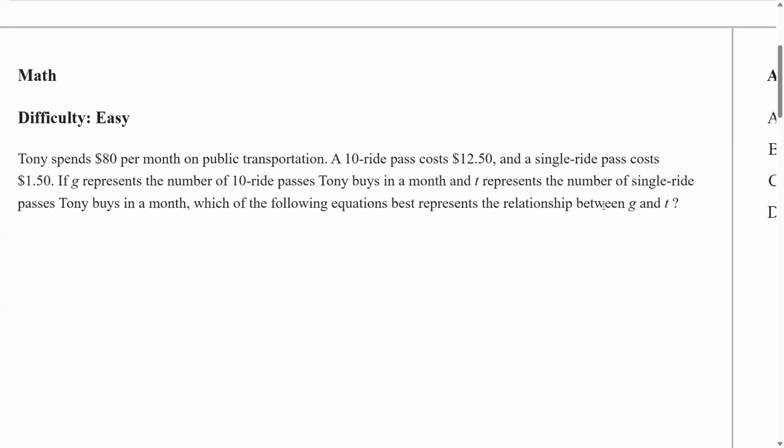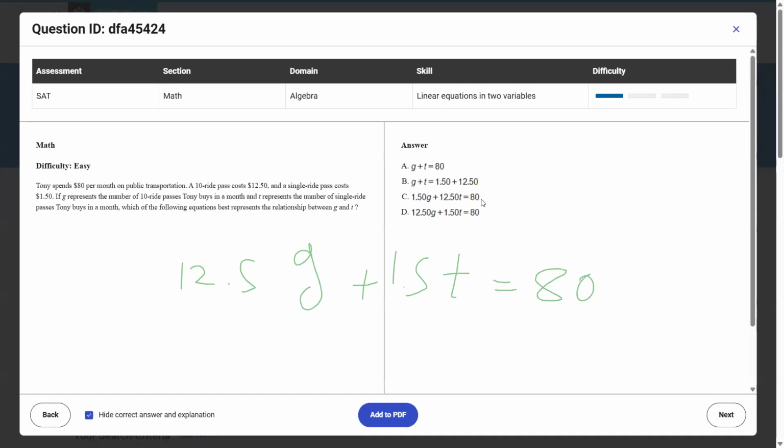So 12.5 times G plus 1.5 times T equals $80, the total he spends. So the answer is D.